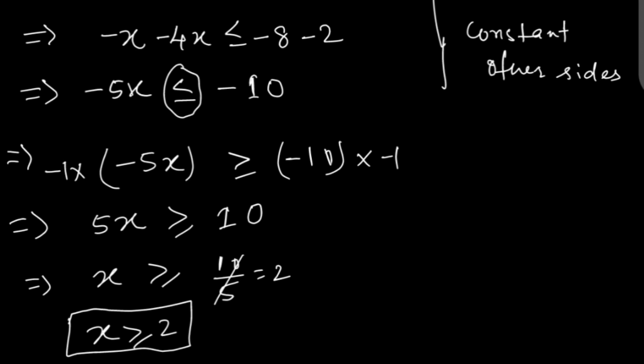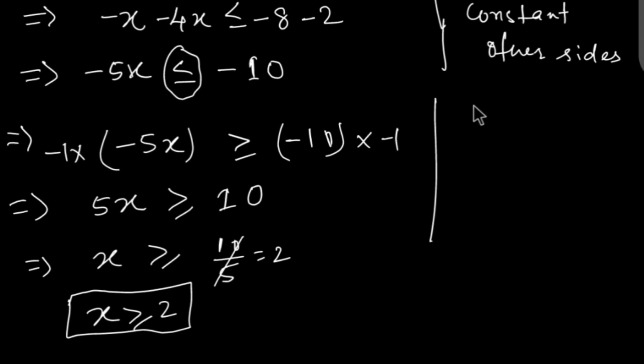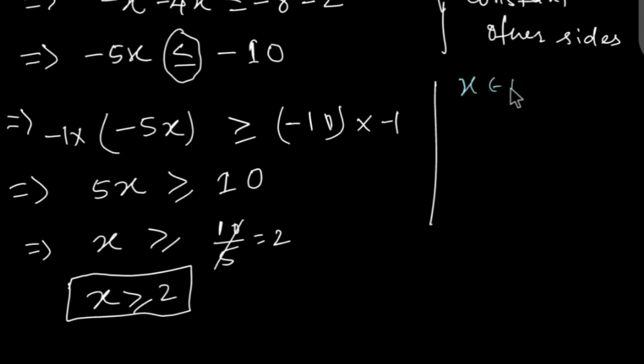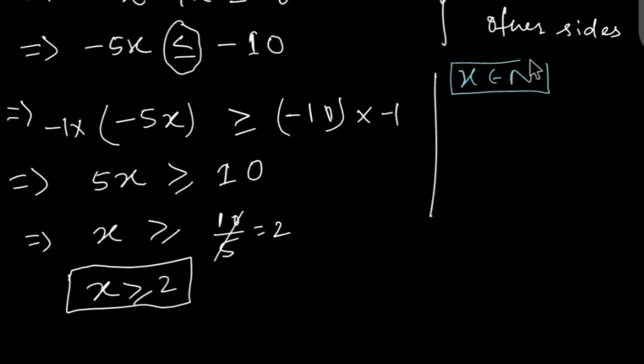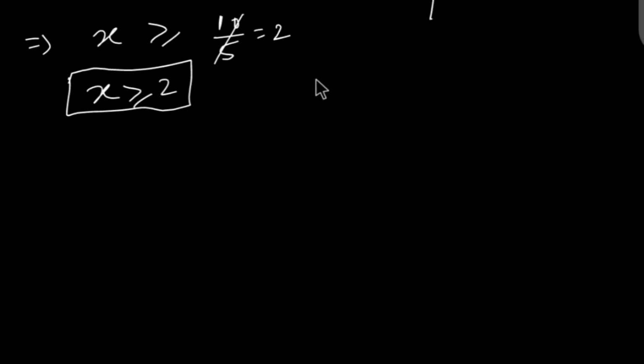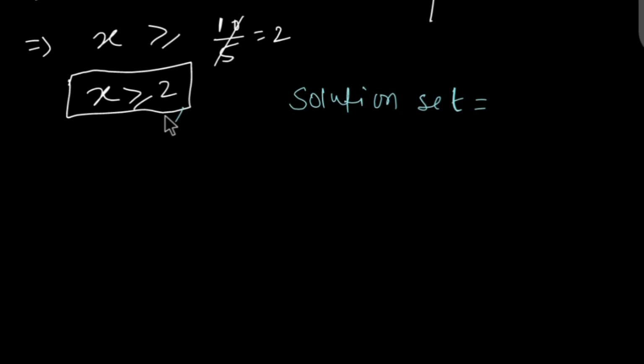Now sometimes they will give you one condition. What is the condition? x belongs to natural numbers. Let's say x belongs to natural numbers, and you know what natural numbers are. So what should be the answer? The solution set of this question will be, x is greater than or equal to 2. Greater than or equal to means 2 is also included, the equality sign is also here. It means 2 is also one of the answers.